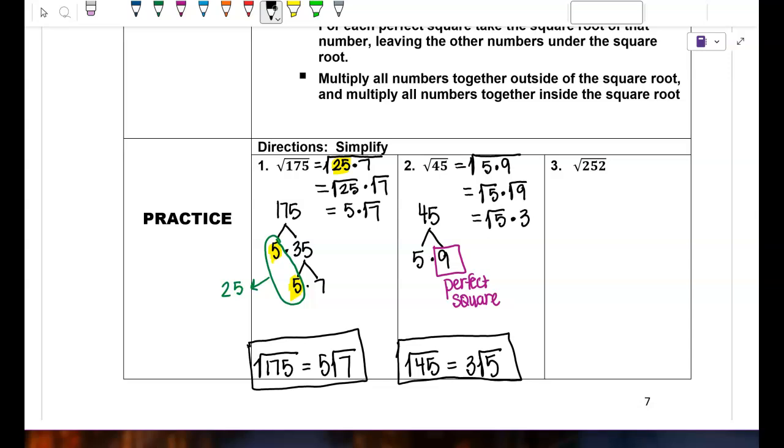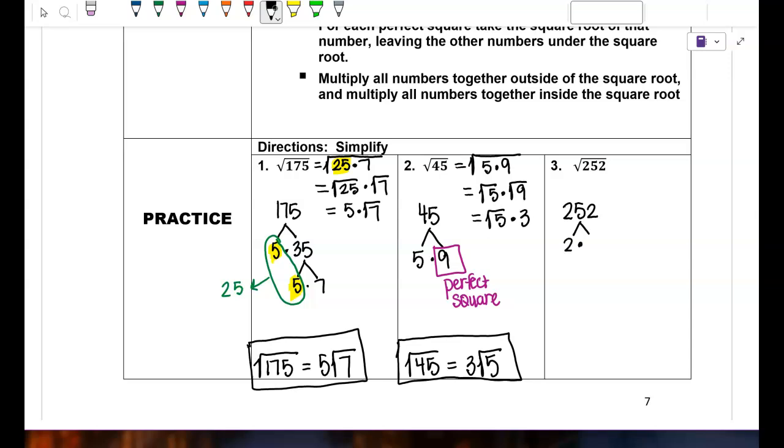Number 3, the square root of 252. So I need to do a factor tree of 252. So 252 is an even number. What do I know that divides into every even number? 2. So if nothing else, if it's an even number, I know I can start with 2. That's always a starting point.